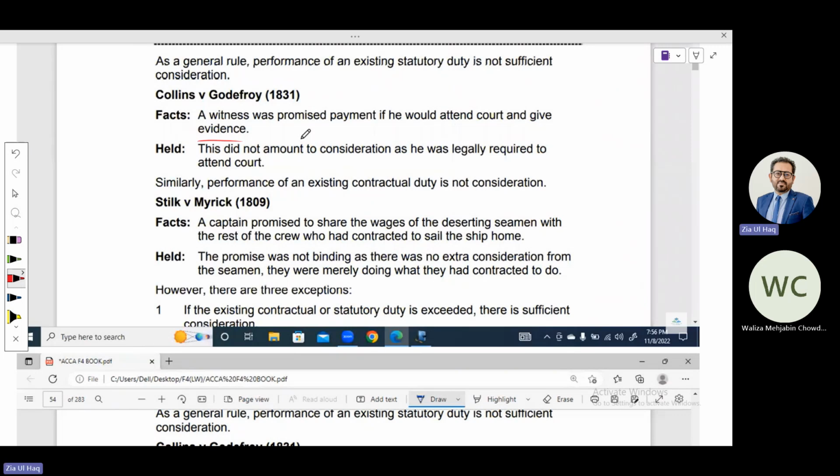The other person can deny the payment because it was a legal duty of A. If he saw some facts, he needed to present them in court as a witness to help the court case. So a witness was promised payment if he would attend court and give evidence. This didn't amount to consideration as he was legally required to attend the court as a witness. Similarly, performance of an existing contractual duty is not consideration.